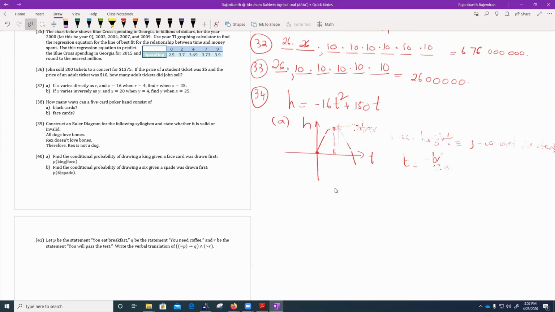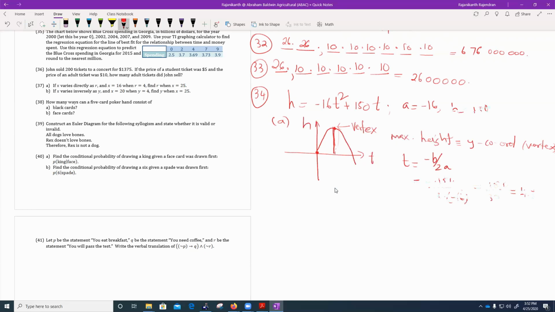So a is the number in front of t squared, which is negative 16, and my b is 150. If we plug in these two values, I get t as negative 150 over 2 times a. My a is negative 16, so that is 150 over 32. Simplifying, 150 over 32 is roughly 4.7. Now this is the time, the x coordinate.